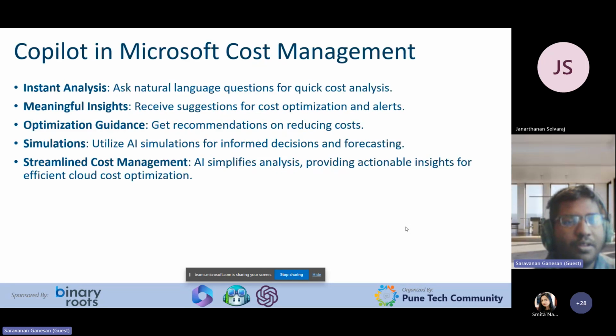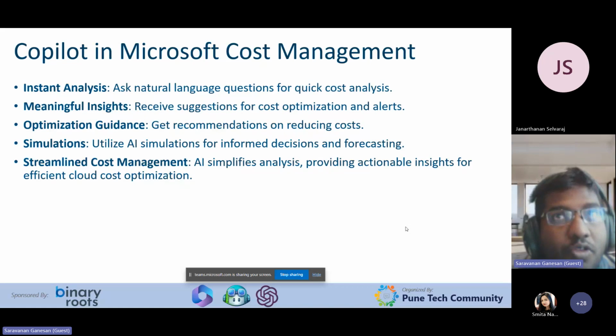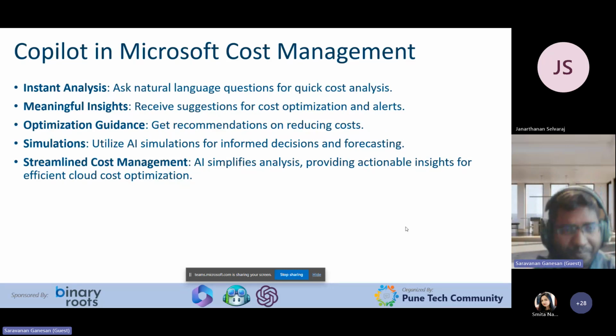Then, how will GitHub Copilot be used in Microsoft Cost Management? This is an important slide. If I use GitHub Copilot in Microsoft Cost Management, it will show you streamlined cost management, instant analysis, comparisons, and simulations. Utilizing these AI simulations, we can also get optimization guidance as well as meaningful insights. I will tell you some examples.